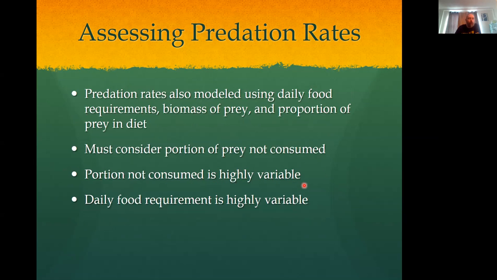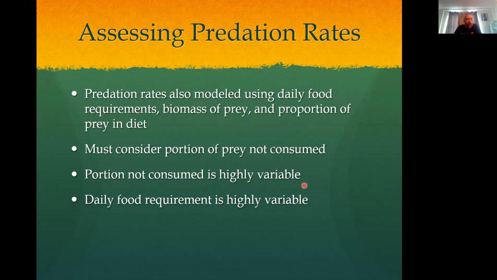So to kind of get around that, we can estimate a lot of these rates using things like how much food does a particular prey animal need, or predator animal need in a given day, right? What is the available biomass of all the prey items it might choose, right? And what is the rough proportion of those prey items in their diet, right?